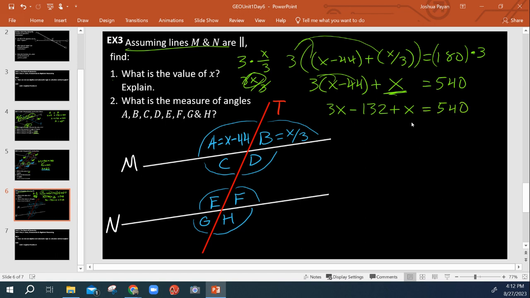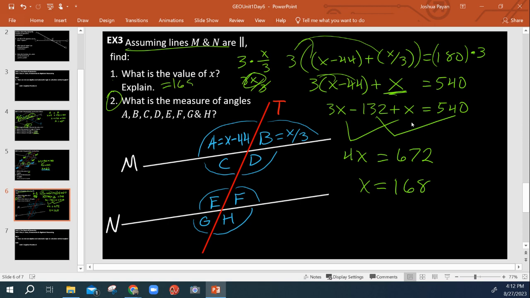Okay, now I'm just going to start combining like terms. So here, this becomes 4x. And then I'm going to do plus 132 to get it over here with this 540. And that's going to give me 672. Okay, and then we simply have to divide that by 4. So 672 divided by 4, that gives me 168 for x. Okay, so now let's go ahead and answer number 2. So we know x is equal to 168. So we can easily figure everything else out.